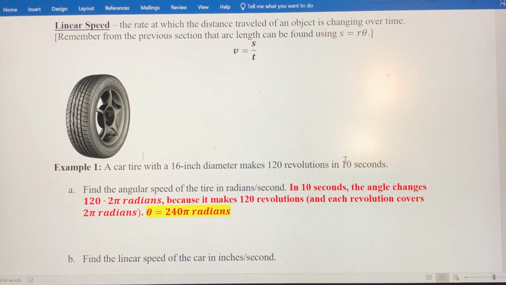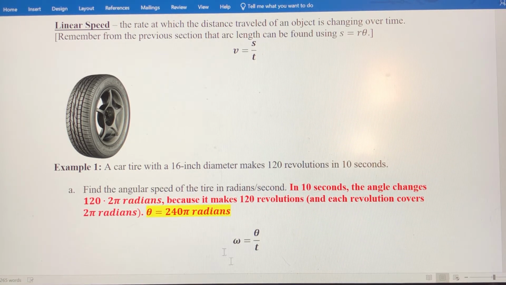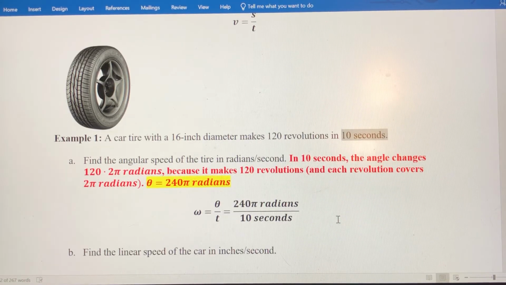So we've got our formula: omega equals theta divided by time. Omega is going to be our angular speed in radians per second. Theta is in radians, time is in seconds. Now that we know what theta is, we can substitute in 240 pi radians for theta. Time was given to us in the problem. Time is 10 seconds, so that's why my denominator is 10 seconds.